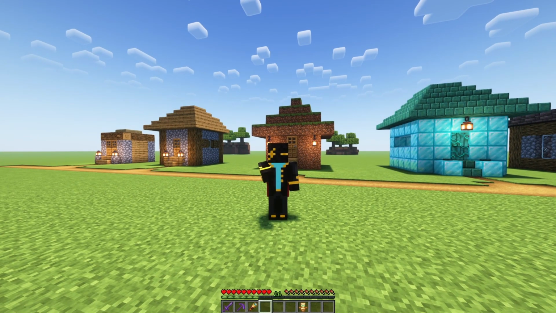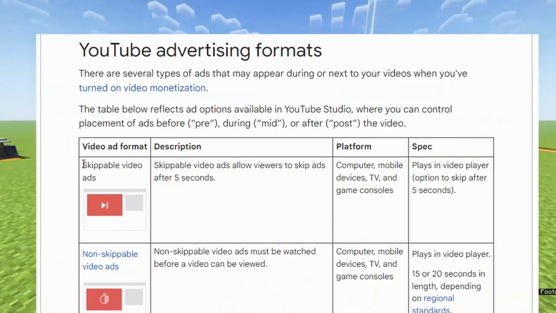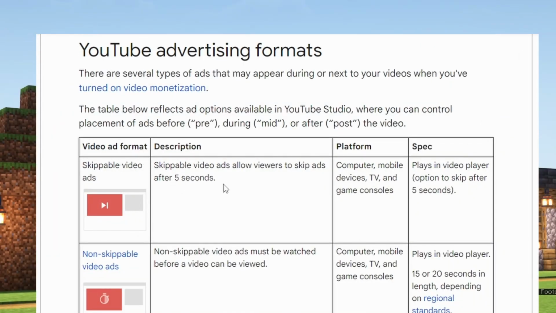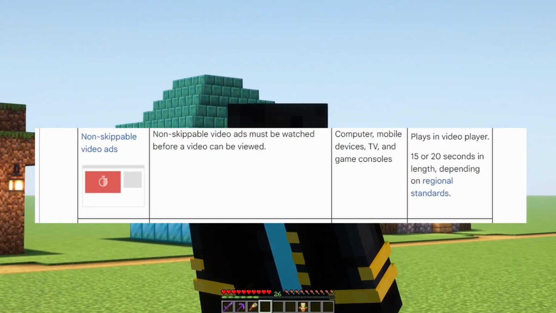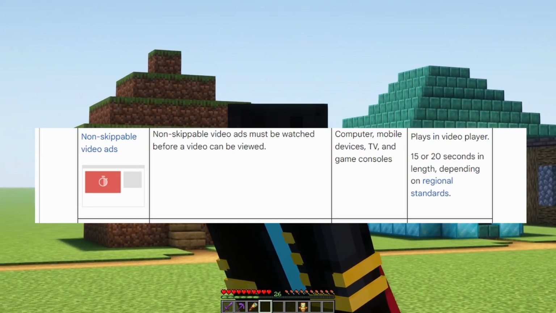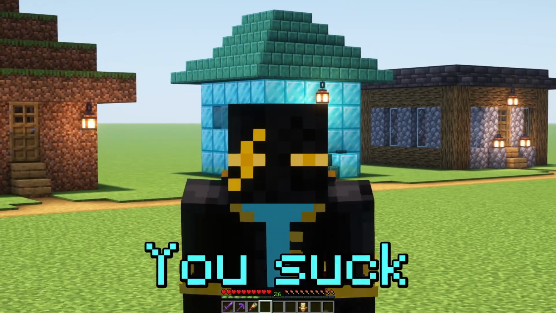There's actually a bunch of different types of ads, and they all play on different platforms, and here's what they are. Skippable video ads, which allow a viewer to skip the ad after 5 seconds. Non-skippable video ads that have to be watched all the way through. By the way, if you put non-skippable ads on your video, you suck.